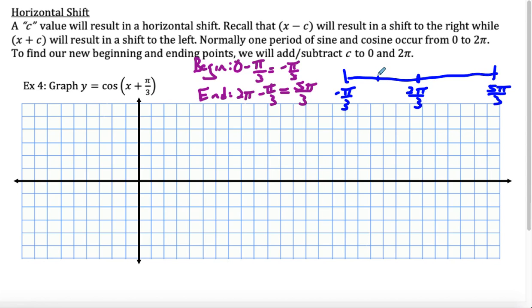Then cut each of those in half. So first, negative pi over 3 plus 2 pi over 3 would be 1 pi over 3. 1 pi over 3 divided by 2 would be 1 pi over 6. Then 2 pi over 3 plus 5 pi over 3 would be 7 pi over 3. Divided by 2 would be 7 pi over 6.